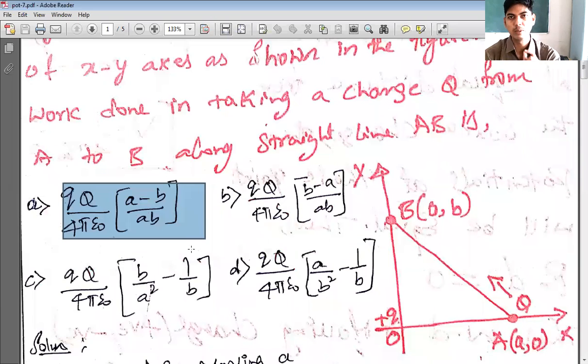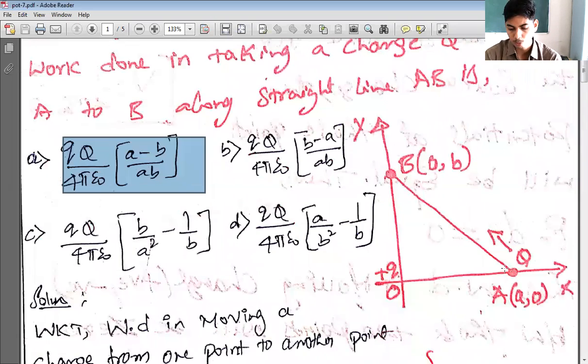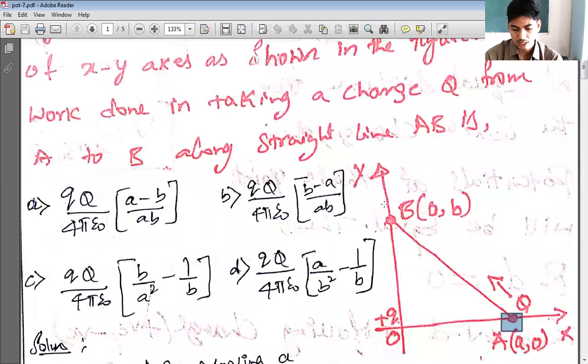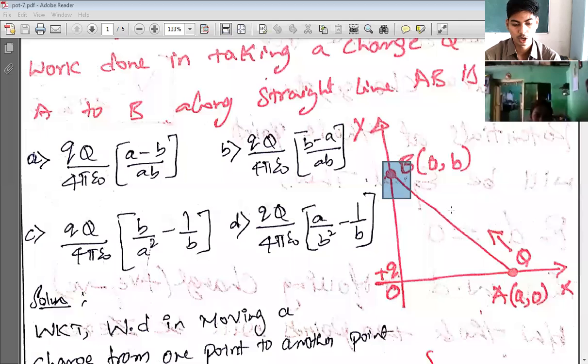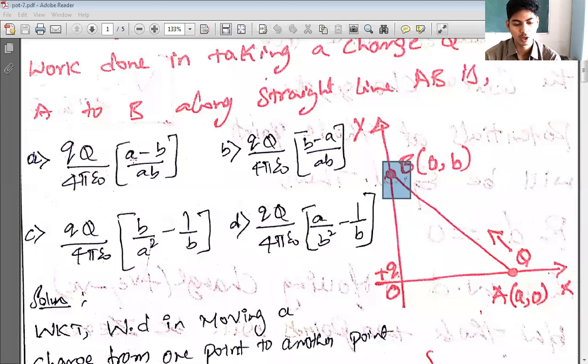Can you tell me what will be the work done if the two points A and B are at equal distance from the source charge? What will be the work done if points A and B are at equal distance from the source charge? Can you tell me what will be the work done in carrying a charge from one point to another point? Very good, it becomes 0. If the distance of A and B are equal, if A is 10 cm, B is also 10 cm.